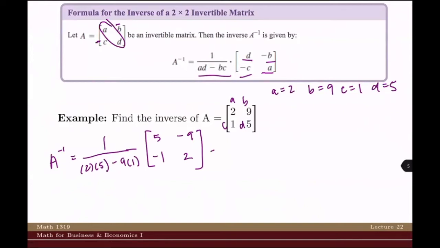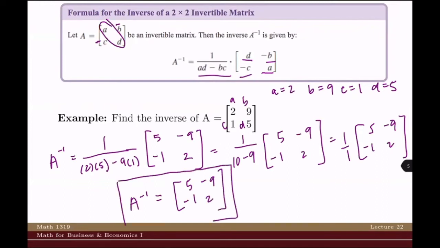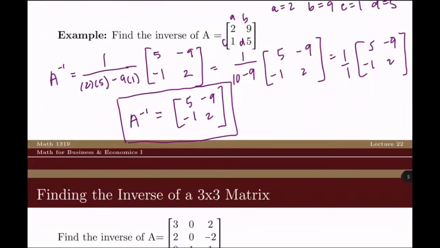So this is going to equal 1 over, that's 10 minus 9 times 5, negative 9, negative 1, 2. And this is just equal to 1 times 5, negative 9, negative 1, 2, or 1 over 1, if you'd rather write it like that. Either way, A inverse is equal to 5, negative 9, negative 1, 2. Pretty nice, right? Let's keep going.